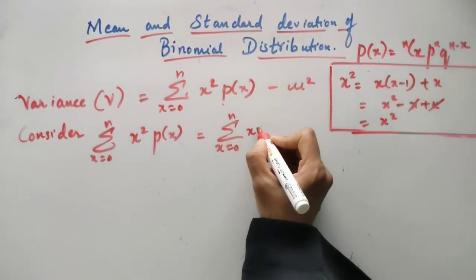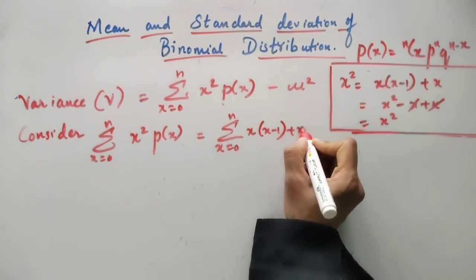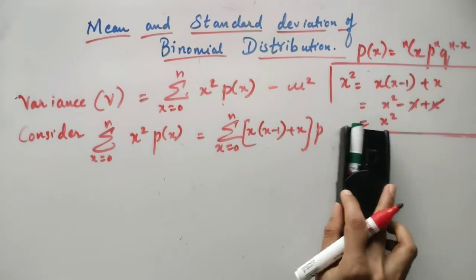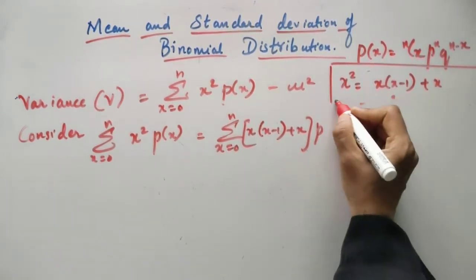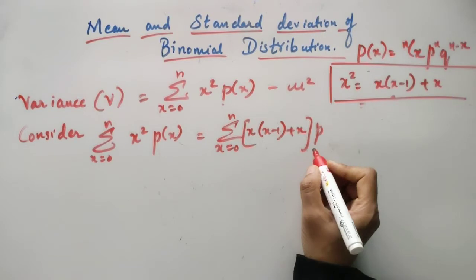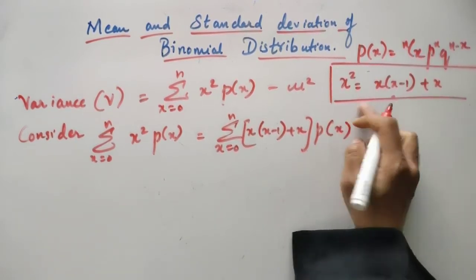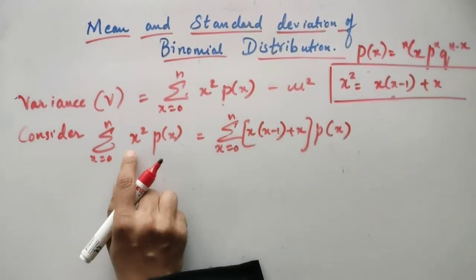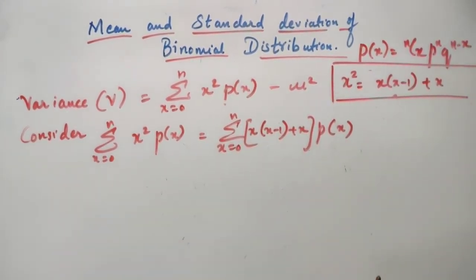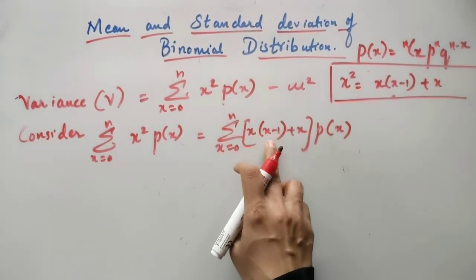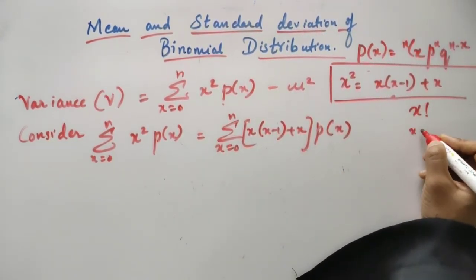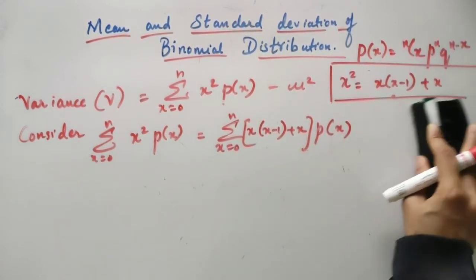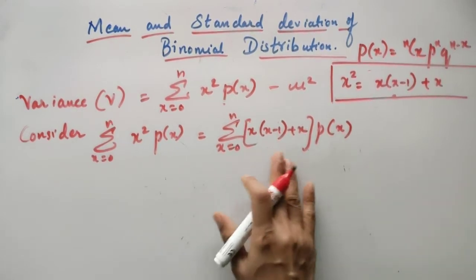So let us do that. It is x into x minus 1 plus x, into p of x. Before substituting what my p of x is, I am doing this to show you that x square is this. So we are replacing x square by this bracket, into p of x. Now accordingly we'll separate it. Why are we doing this? Because x square cannot be directly cancelled from x factorial. But if I split it like this, x into x minus 1, what is x factorial in the denominator? It is x into x minus 1, x minus 2. So at least these two brackets and x both will get cancelled from the denominator and the numerator. For that reason we are splitting x square like this.